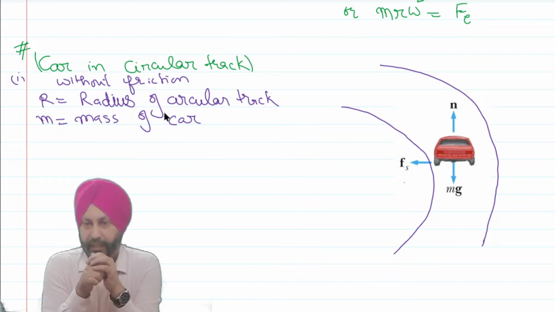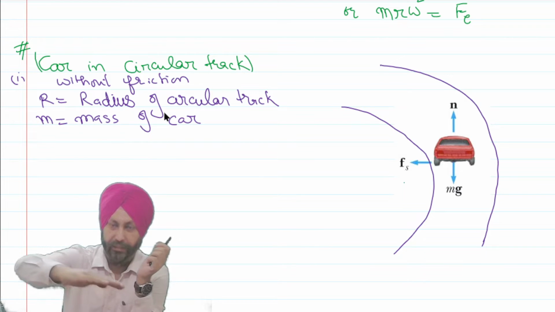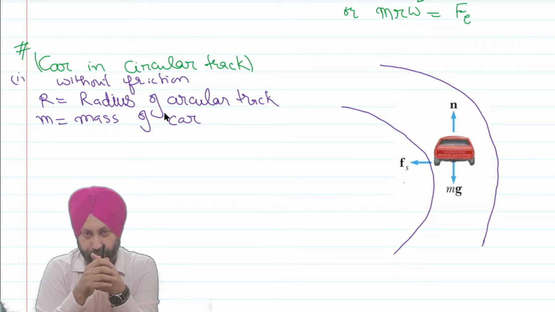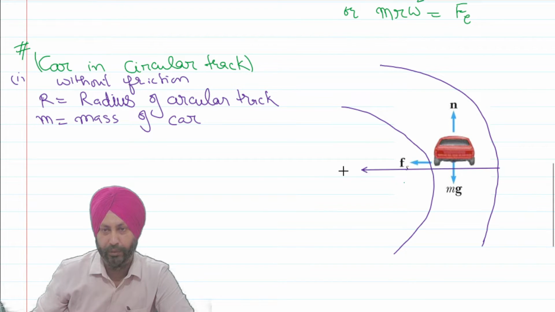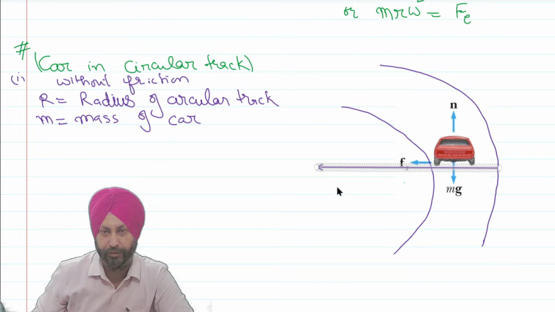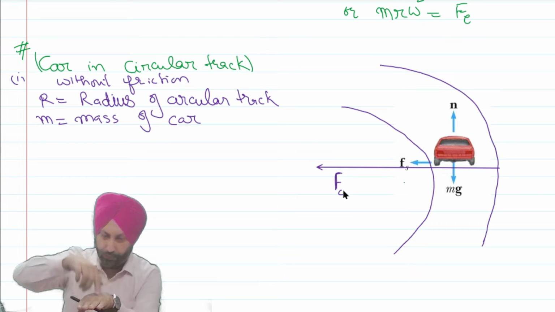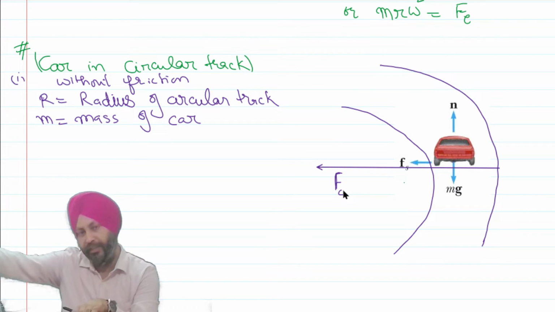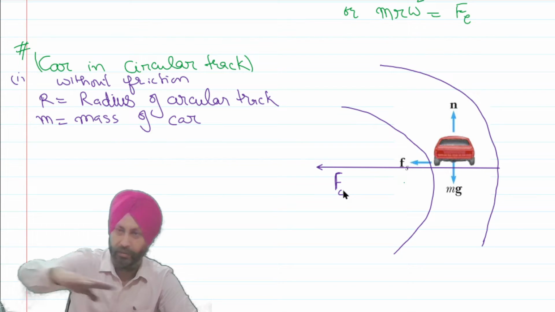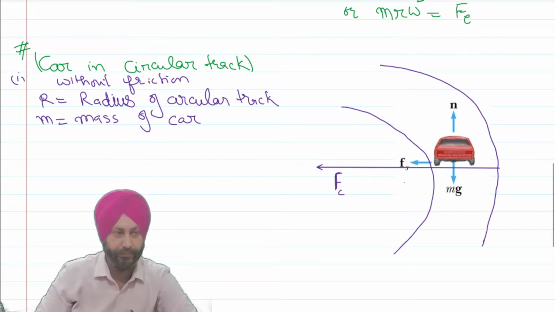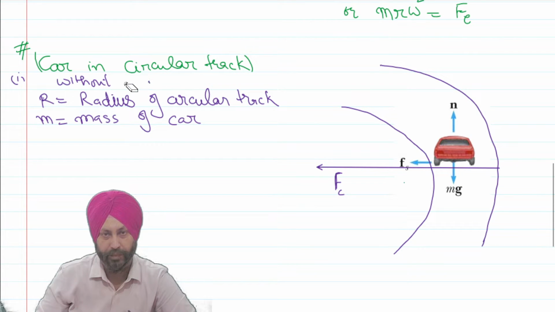If a car is taking a circular turn, it needs a centripetal force. That centripetal force will act along the radius towards the center. Now suppose there is no friction acting between the road and the vehicle. Then due to inertia, the car will skid. So without friction, it is not possible to take a circular turn. Understood, Amrit? Yes sir. Okay, without friction it is not possible.